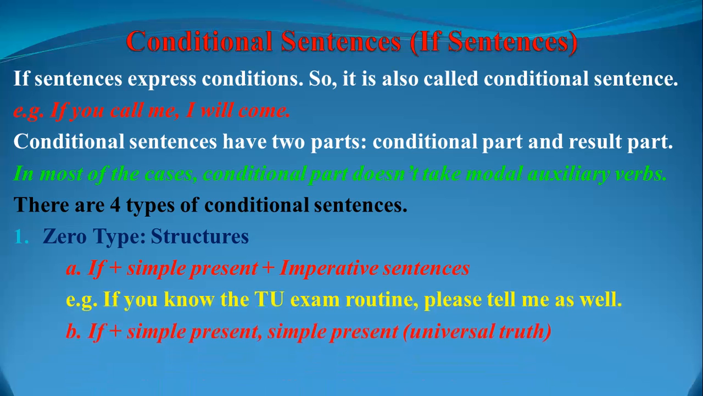Second, if plus simple present and simple present. This can be a universal truth or a habitual action. See the example: if you heat water, it changes into vapor. So this is the zero type structure of conditional sentence. Let's go with the next.